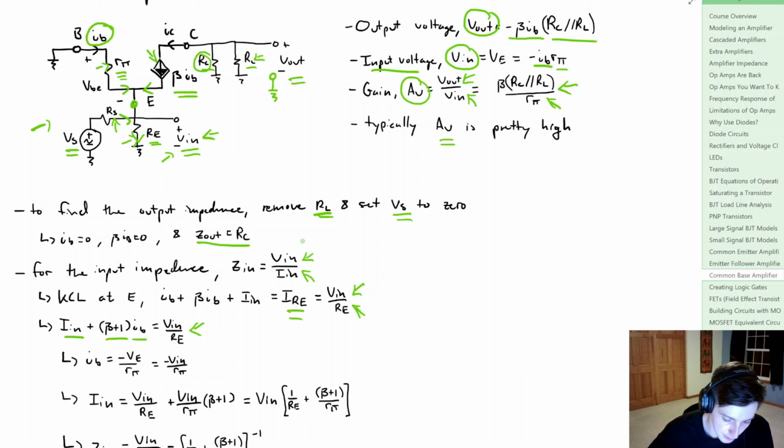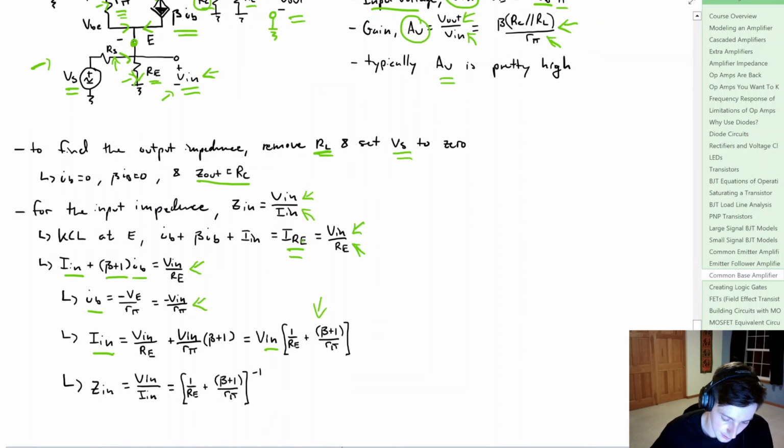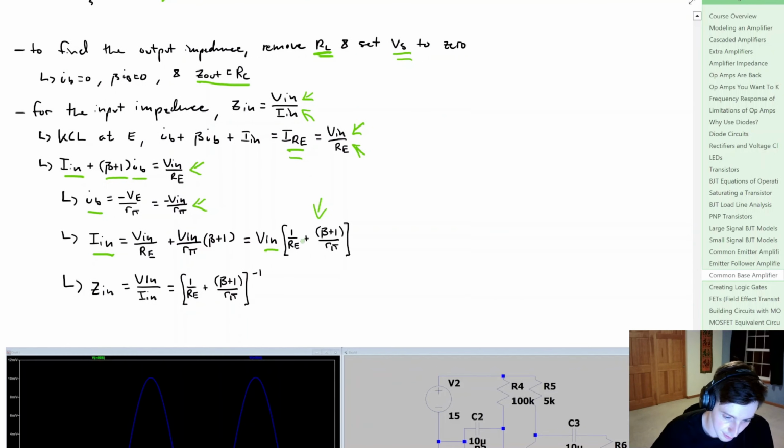And again, because we labeled the base current like this, we can say that IB is equal to minus VE, or the emitter voltage, divided by R pi. And that's also going to be equal to minus Vn divided by R pi. So we can substitute this in from what we had above. That's going to give us our input current is equal to Vn times this term here. And from that, we can simply divide Vn, or the input voltage, by the input current to get this term right here. And that's going to be our input impedance.